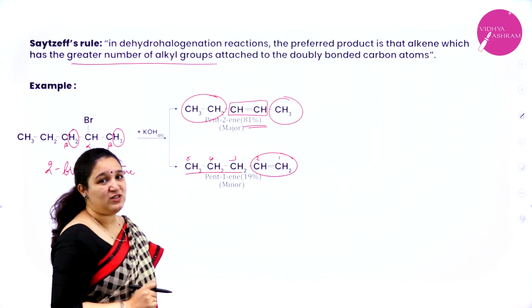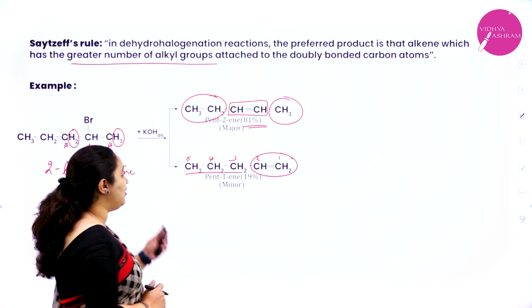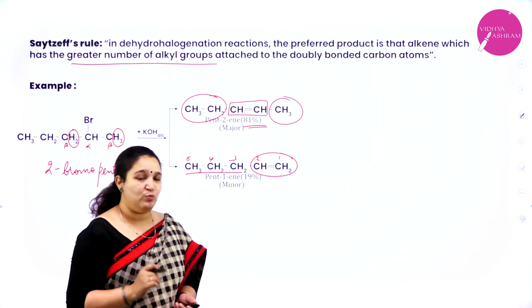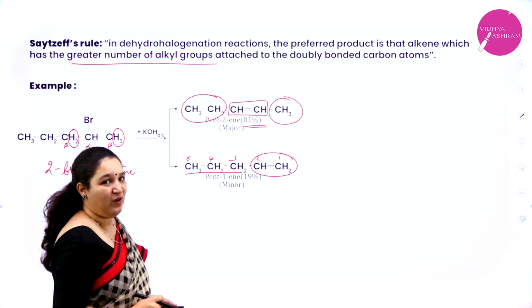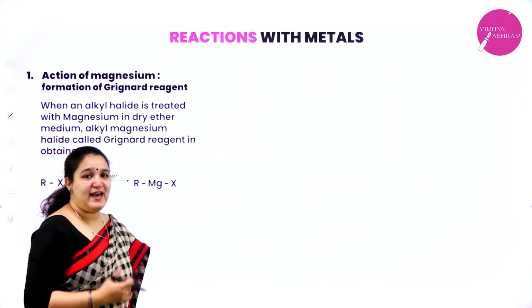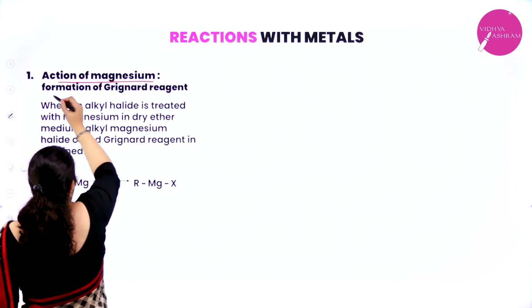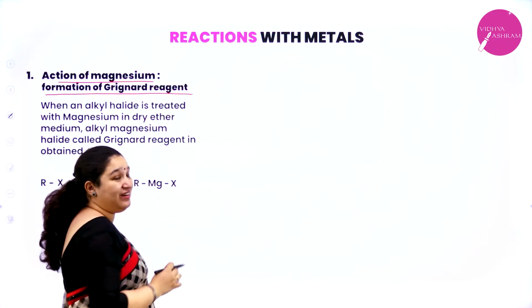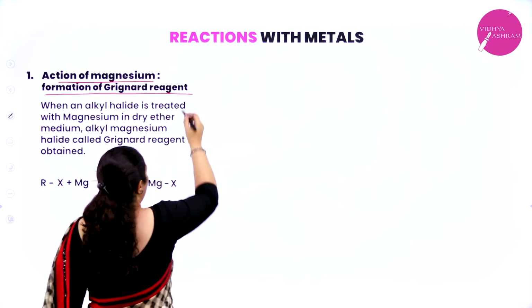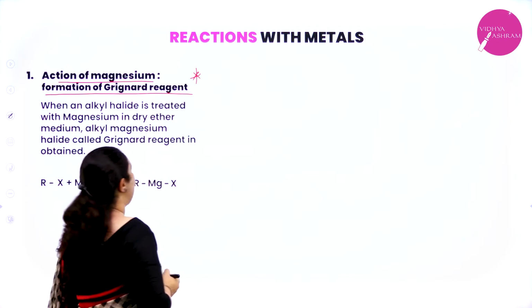So I hope you have understood what is Zaitsev rule. It's a very important question for your board exams. They have asked several times. Okay. Next we have reaction with metal. The first one is action of magnesium, or formation of Grignard reagent. Very important question for your exam as well.